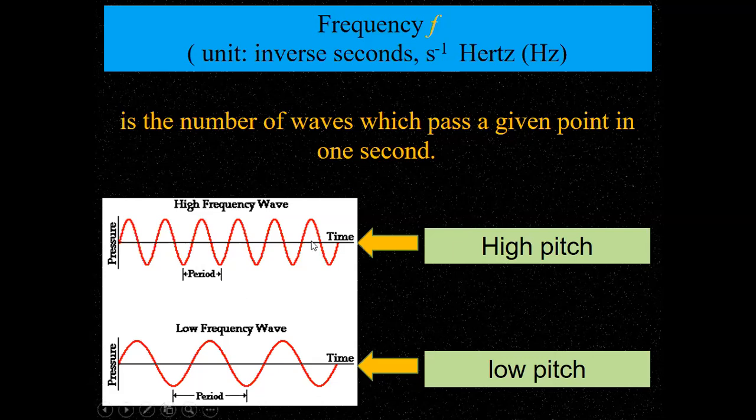Here, if you count how many waves are passing one point in 1 second, we would see a higher number of waves passing in 1 second than with the second wave over here. So this one has a high pitch and this one has a low pitch.